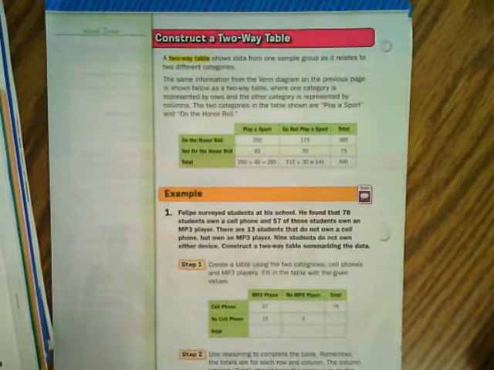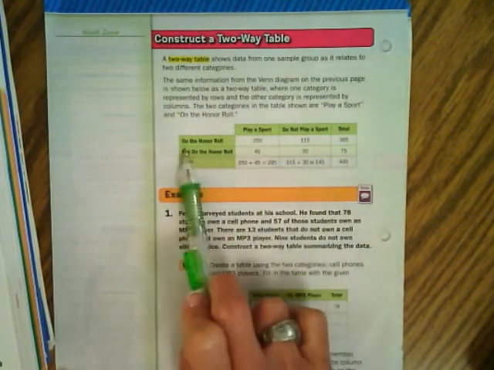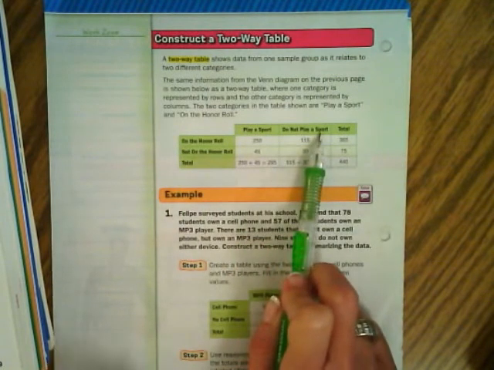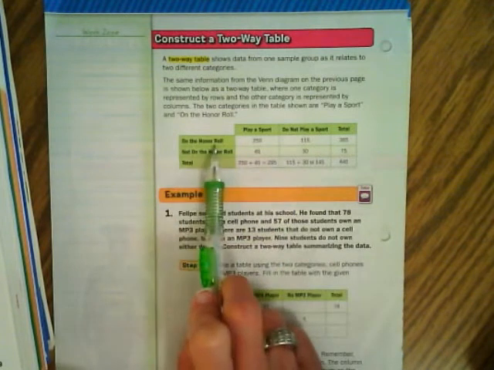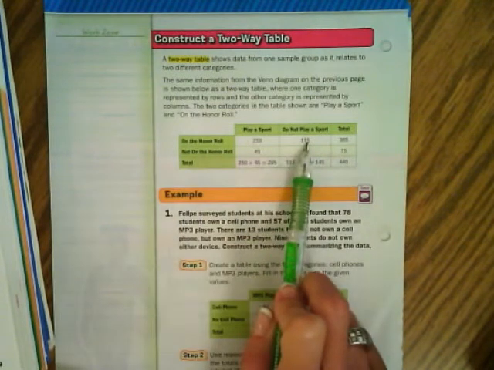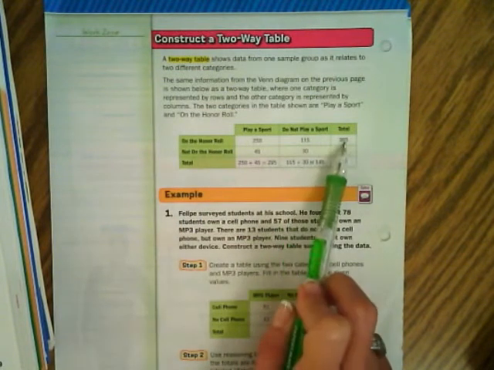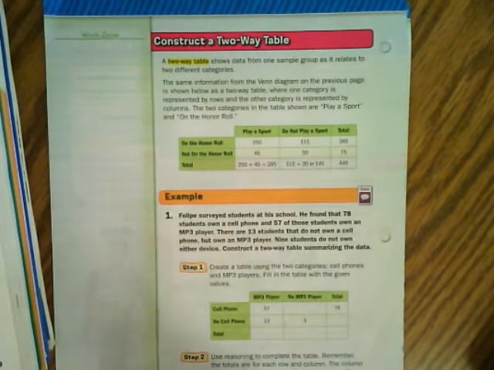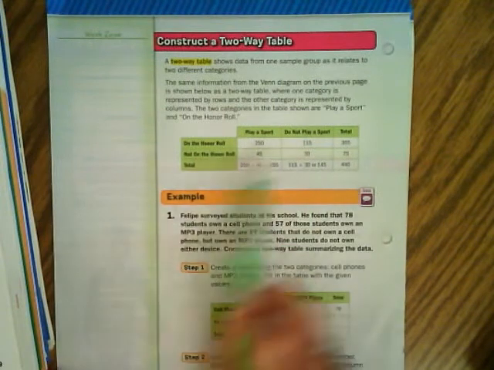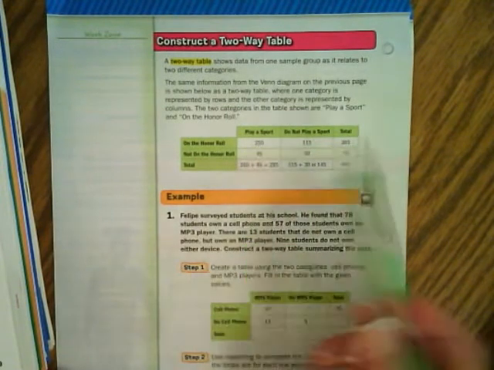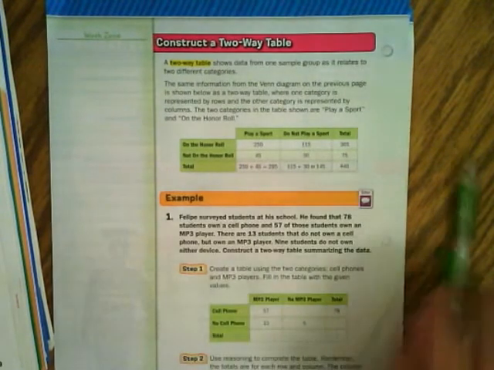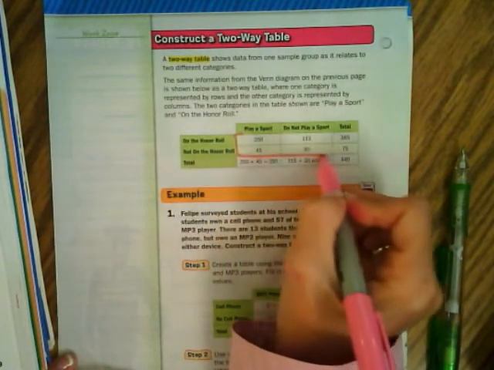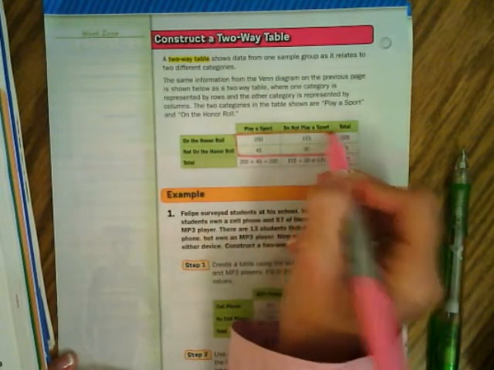Using those numbers, we could plug in play a sport and on the honor roll, we knew it was 250. Does not play a sport and on the honor roll, that was the 115, because we knew 365 total were on the honor roll. Okay, this is the data.